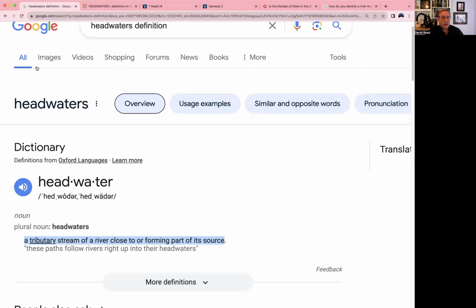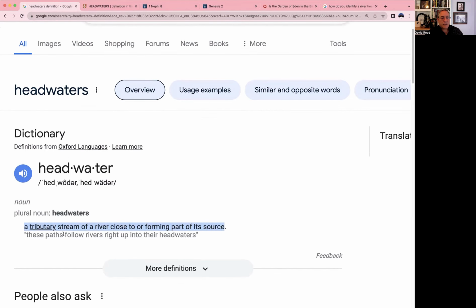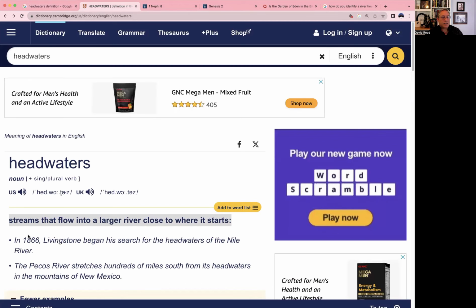Related word, headwater, is another way to refer to the head of a river. If you look up the headwater definition, this one here is from just a Google search for headwaters, and what you see is it can be a tributary stream of a river close to or forming part of its source. So here you're looking at maybe a stream or an early upstream part of the river that's a tributary and helps form the river. Another definition: headwaters, meaning streams that flow into a larger river, kind of where the river starts.